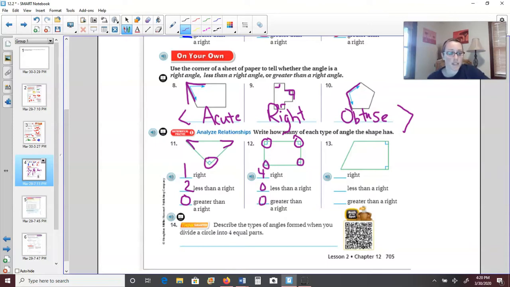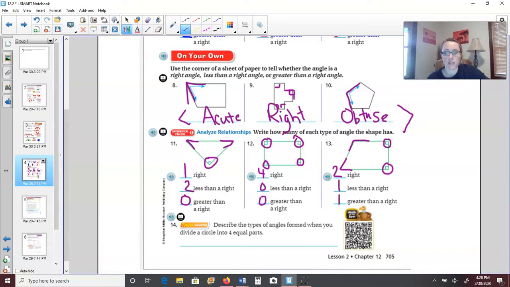And number 13, we have 2 giveaways, 2 angles that are right. They form a perfect corner. Look at this angle here in the bottom left corner. It's pinching in. It is acute. It's less than a right angle. And this one in the top left corner is opening up wide. It is an obtuse angle. It is greater than a right angle.